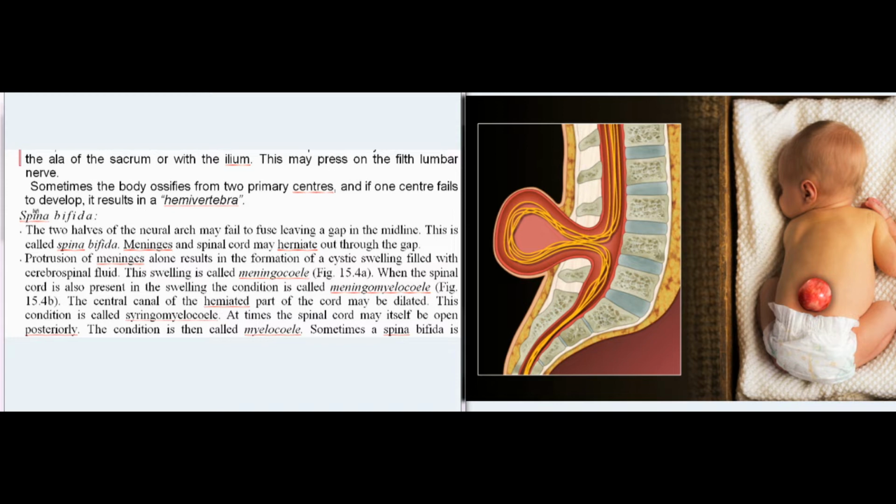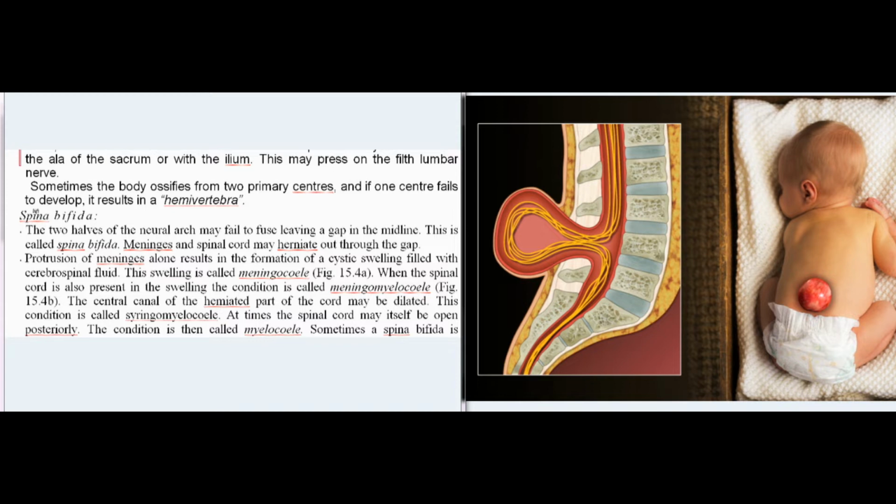Protrusion of meninges alone results in the formation of a cystic swelling filled with cerebrospinal fluid. This swelling is called meningocele, Fig 15.4a. When the spinal cord is also present in the swelling, the condition is called meningomyelocele, Fig 15.4b. The central canal of the herniated part of the cord may be dilated. This condition is called syringomyelocele.